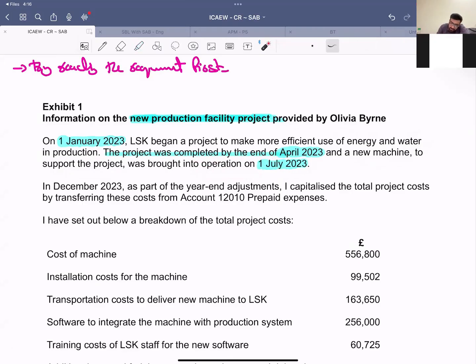Now, in December 2023, as part of the year-end adjustments, I capitalized the total project cost by transferring these costs from an account. So what is this? This is a GL, the general ledger, for prepaid expenses. Once we open the software and do the practice, you will get an idea of how we're going to be doing it.